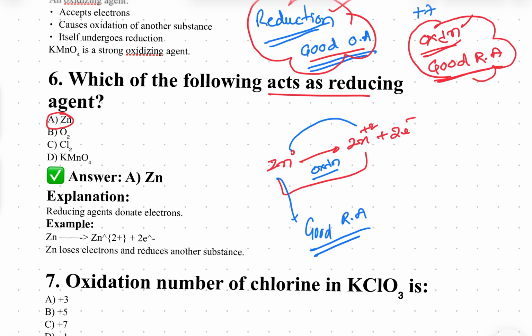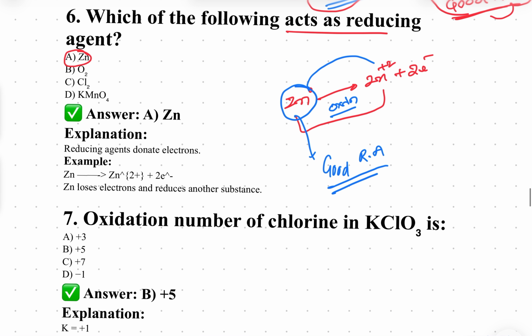Clear? Simple concept. Any compound which undergoes oxidation acts as a good reducing agent. So it undergoes oxidation, reducing agent undergoes oxidation. Simple. Clear? See here the given explanation. Reducing agents donate electrons. Donate electron means what here? You can see it loses electrons and reduces another substance. Therefore, this is a good reducing agent.